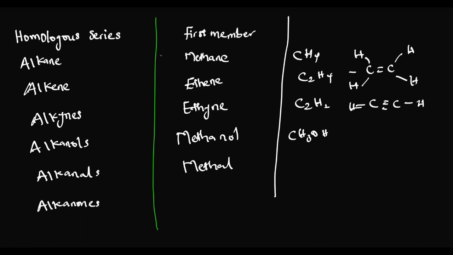Methanol. And for alkanol, it cannot form methanol. It cannot form ethanol. It can only form propanol, and I'll tell you the reason why it can only form that. So the first member of the homologous series alkanol is actually what? Propanol. Okay, now let's look at the formula.